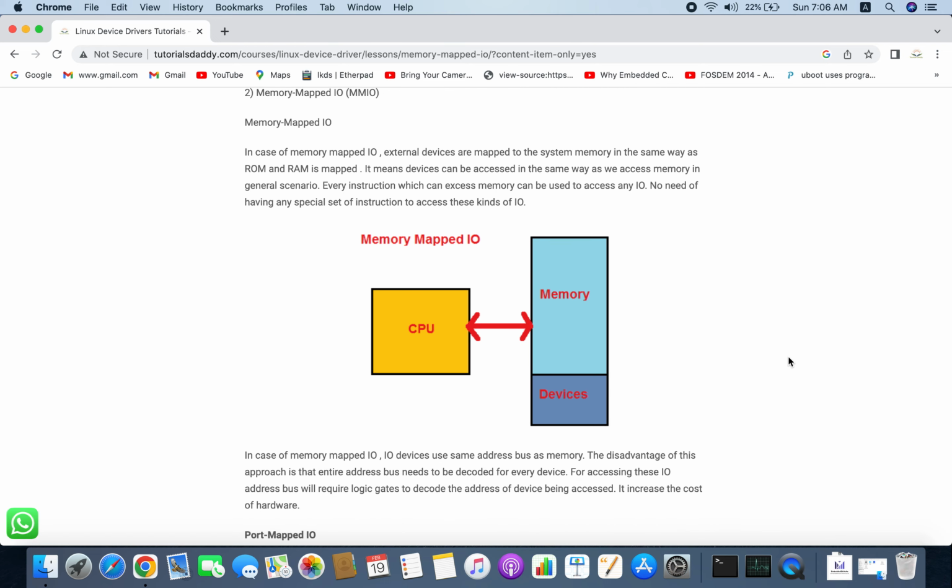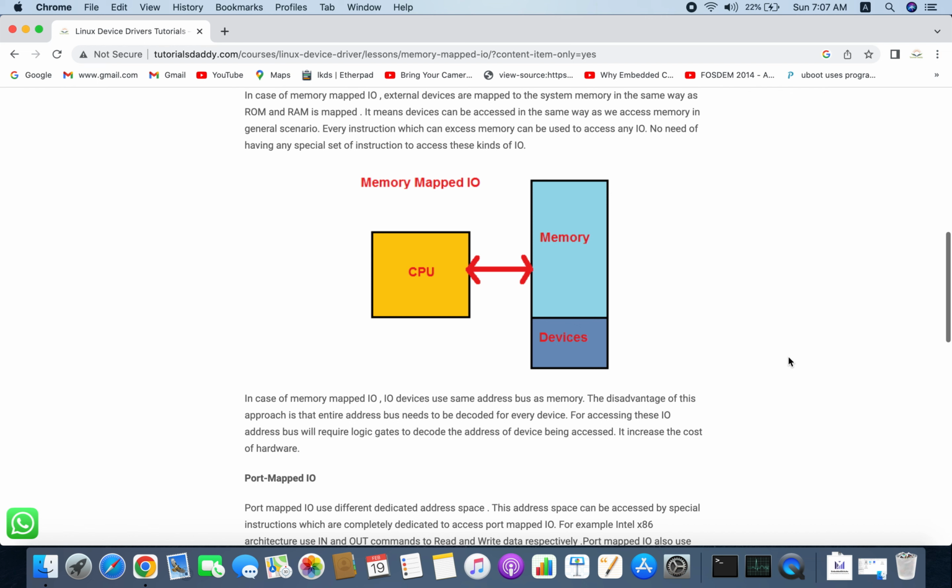In the memory mapped I/O, basically all the devices are mapped to the same memory address space in which our system memory, I mean to say RAM and ROM, are mapped. So for accessing the devices which are memory mapped, the CPU doesn't need any special instructions. It can use the same instructions which it uses to access any other memory available in the system. But to access all the devices in the memory mapped I/O, our system address bus has to decode all the system addresses, which requires extra hardware if you are using memory mapped I/O.